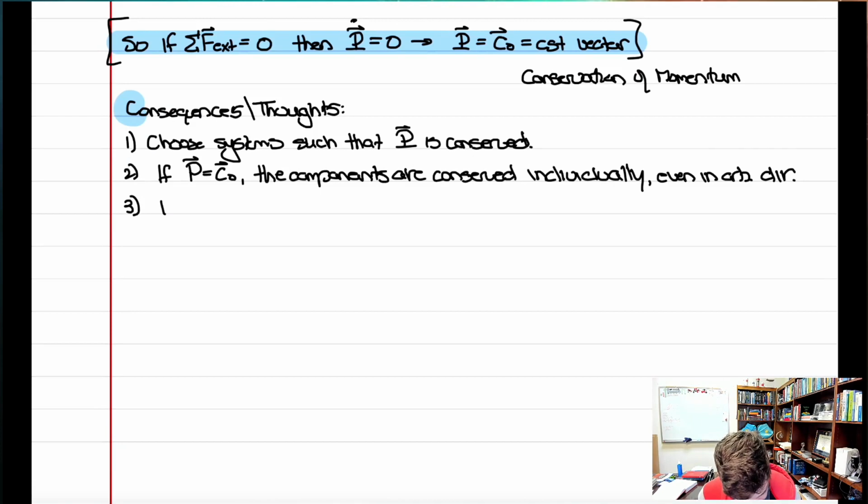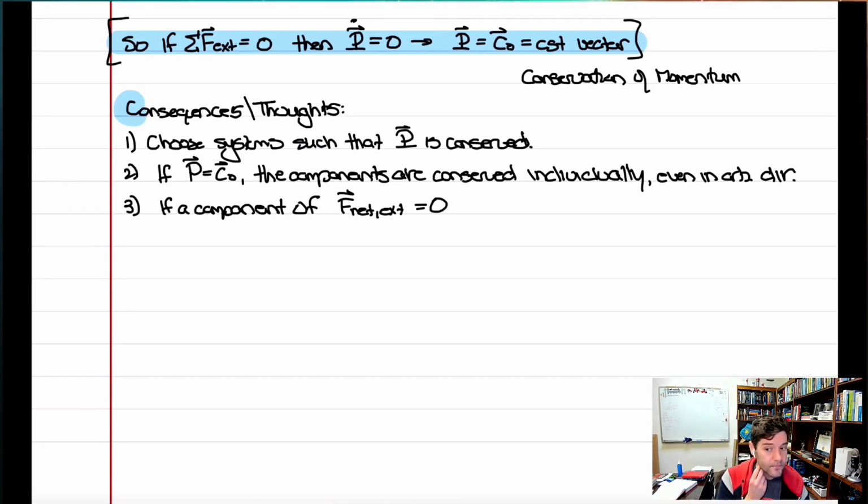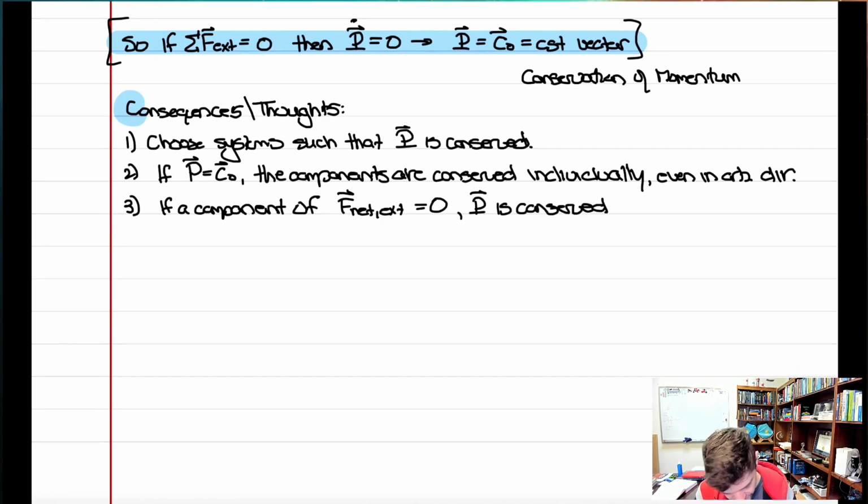Or similarly, if a component of F net external is 0, then the total momentum is conserved in that direction, but not necessarily others.